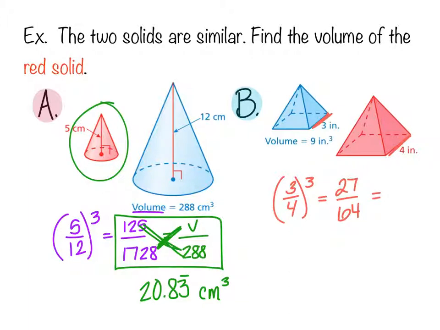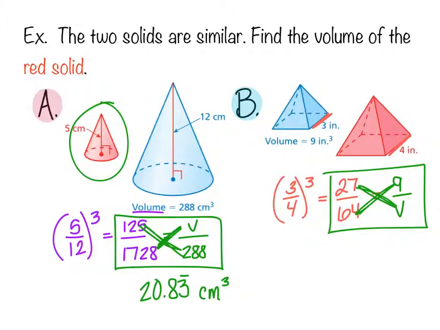I don't know the volume of the red one, but I do know the volume of the blue one, and the blue one is the first one I'm going to write, which is 9, and the volume of the red one is unknown, so there's my new proportion. I'm going to cross multiply 64 times 9 to get 576. I'm going to divide it by 27, and that's going to give me 21.3 repeating inches cubed. So now we know the volume of the red pyramid.